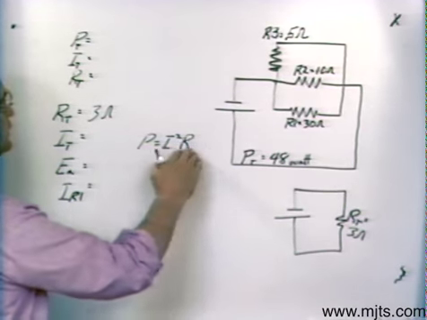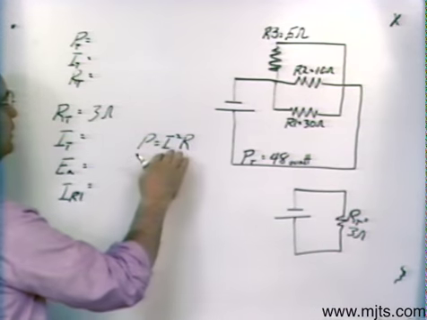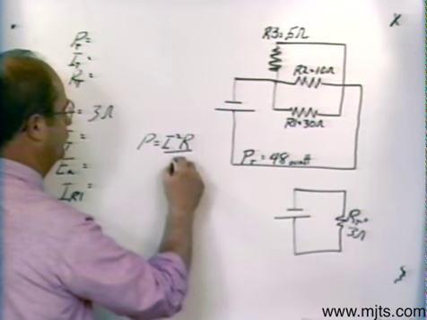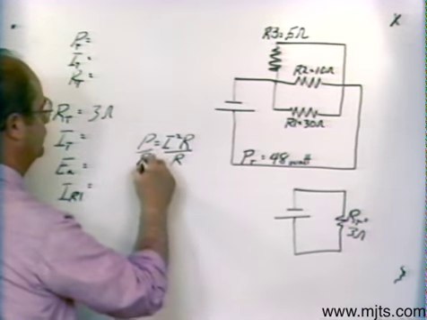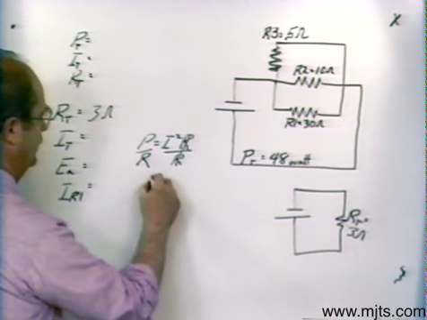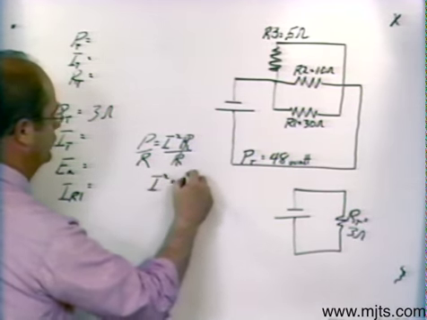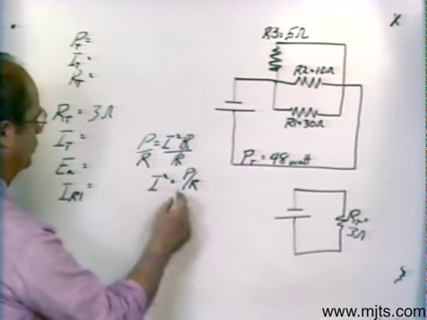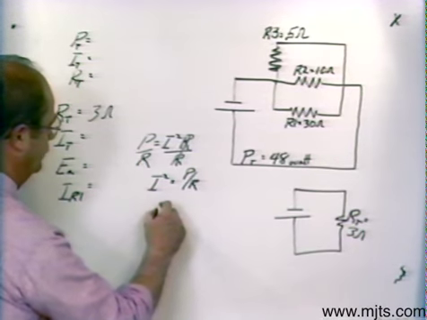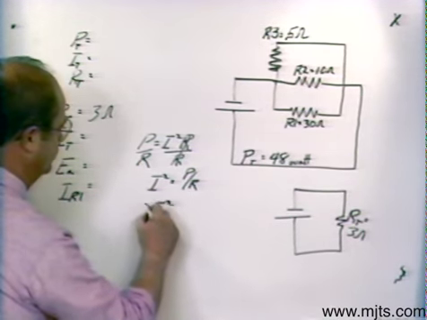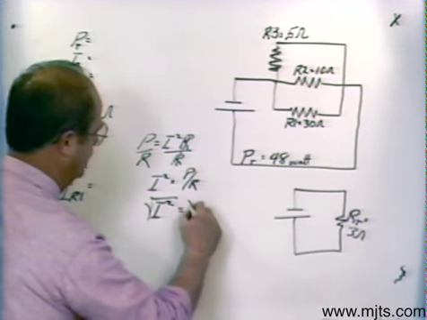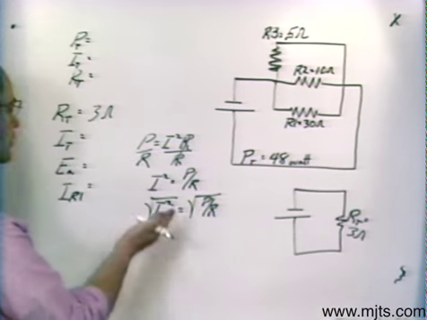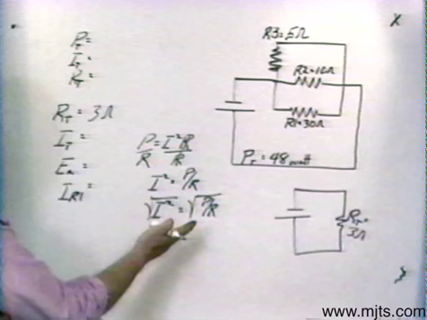Remember that to isolate that variable out of the right side of this equation, I would have to divide both sides by R. I would have I squared equal to P over R. Square root both sides, I would have I equal to the square root of P over R. In other words, I've gone an extra step just so you can see what I've done.